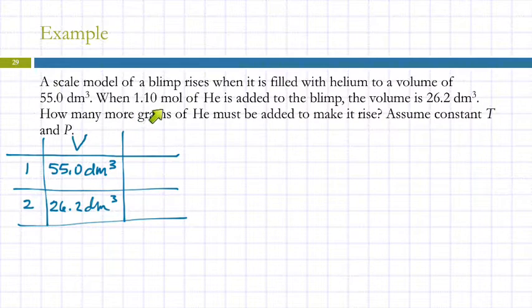Which volume does the 1.10 moles go with? The second one, the 26.2. When we add this much helium, the volume is this. Those are together, so 1.10 moles right in there. And that's N, because that's the variable for amount in moles. So then just looking at my table, I could figure out what N2 is, right?